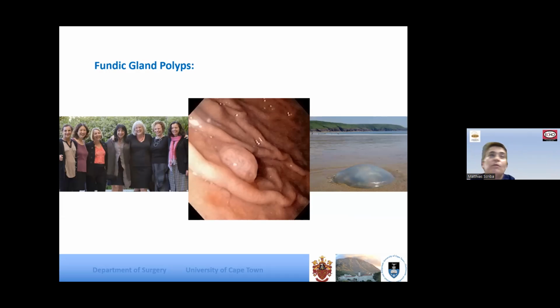If you look at that picture on the left, that's just a random picture off the internet. If you Google middle-aged women, they've all got the same haircut, looking a little bit like a jellyfish shape, shoulder length hair. So that's to remember what they look like.